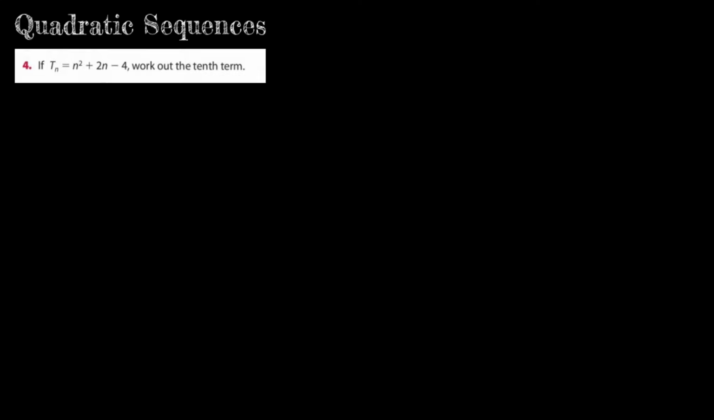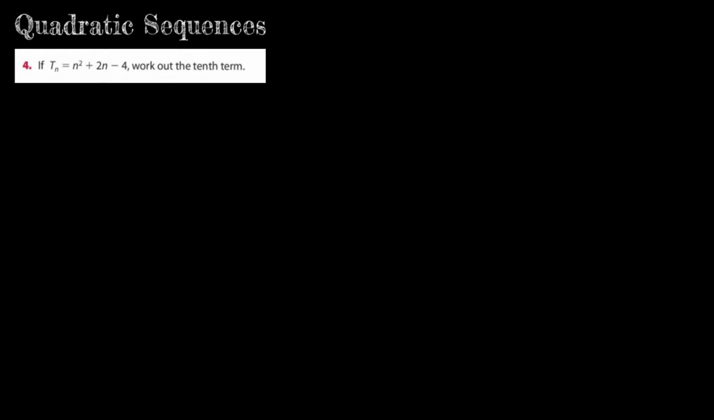So with question 4, it says t of n is equal to n squared plus 2n minus 4. Work out the 10th term. So everyone should be able to do this based on what we were doing with linear patterns. It's the exact same as what we do with linear patterns. n represents the number of the term.